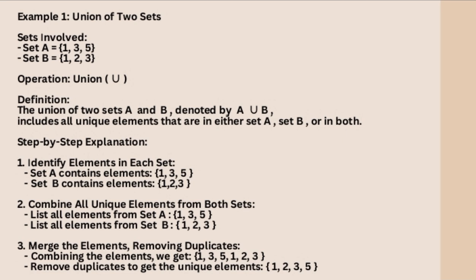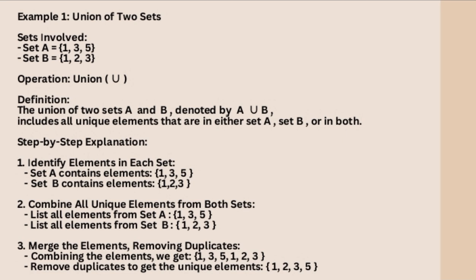So let's break down the step-by-step solution of this example number 1. This is a union of two sets. The sets involved are set A = {1, 3, 5} and set B = {1, 2, 3}. The operation that we use here is the union. The definition here is: the union of two sets A and B, denoted by A ∪ B, includes all unique elements that are in either set A, set B, or in both.